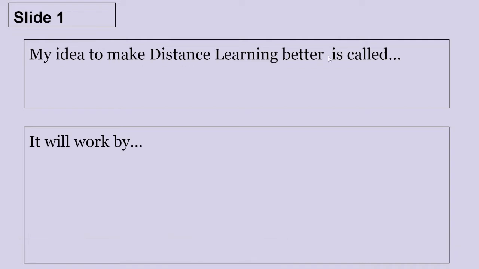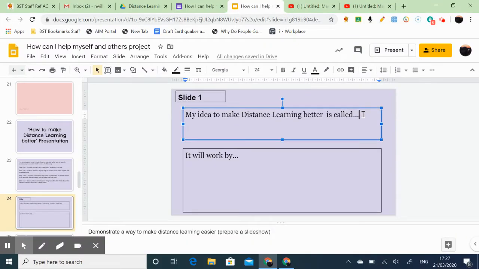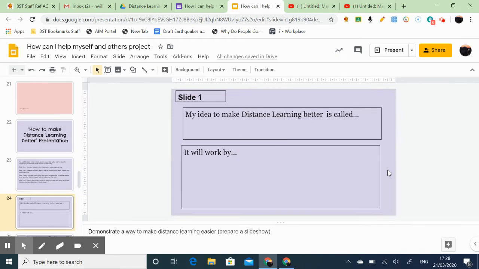My idea to make distance learning better is called, and all you have to do is just edit this, and I'll show you what to do here very quickly. Just edit that, called, there you go, and that's it. Okay, that's all you have to do. Then it will work by, and again, I just get rid of that, and then I complete it. All right, it will work by. And that's what you do. That's the first thing. Just tell us about your idea and how it's going to work. Very straightforward, very simple, won't take you long.